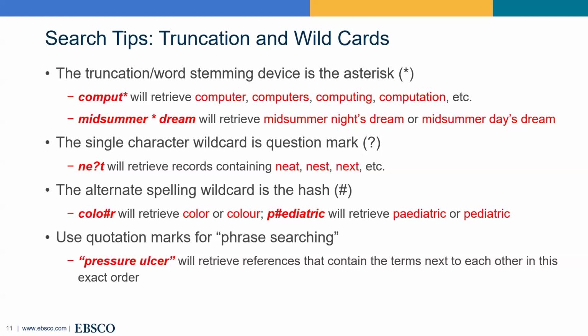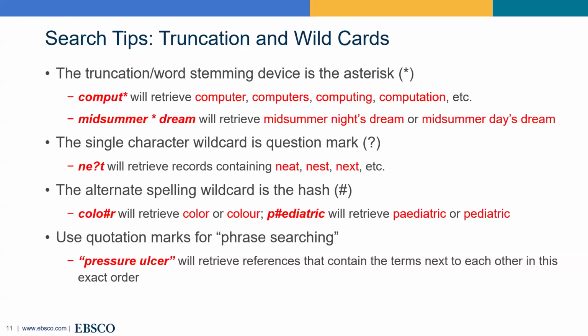There's also the hash, which is used as an alternate spelling wildcard. For words like color, in Australia we spell COLOUR. In some parts of the world, that spelling has been simplified with that U removed. Replace it with a hash and you'll retrieve both spellings.